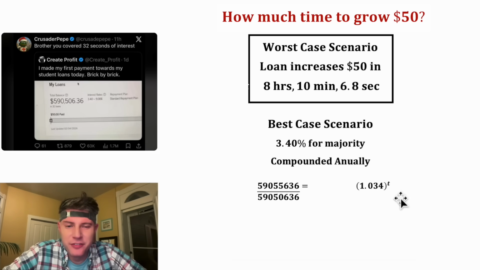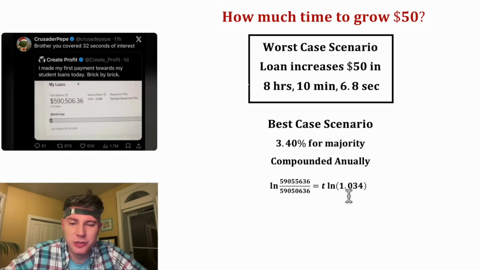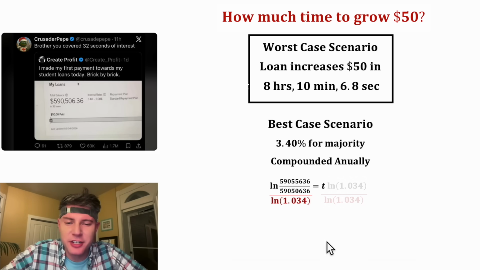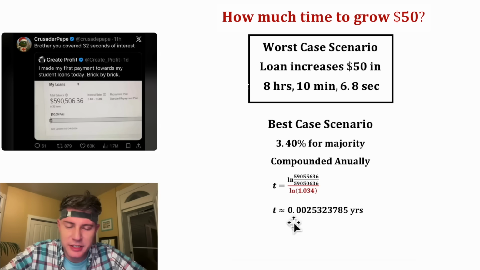And then from here, the variable is still in the exponent, so we're going to take the log of both sides. And then with the logarithm, we can bring this exponent in front. And now the natural log of 1.034, this is not equal to 1. It's going to be some number. So let's divide by that number, whatever number the natural log of 1.034 is. On the right-hand side, these are going to cancel each other out, so we'll be left with t. And then we can plug all of this in a calculator to get approximately 0.0025 years.